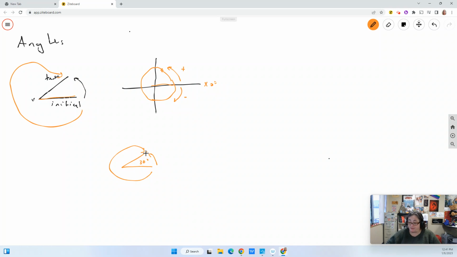Okay, I covered that. Positive, negative, coterminal. The next thing we want to talk about is radian measure. Does anyone know what a radian is?